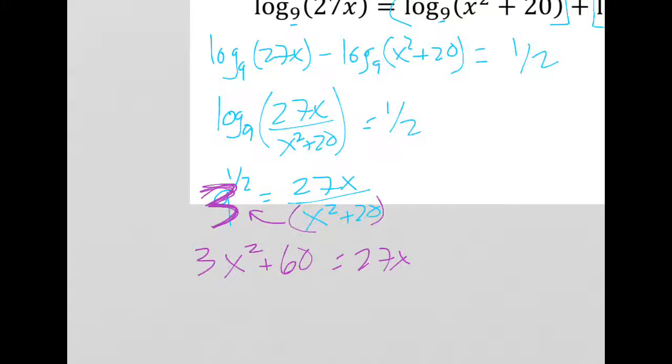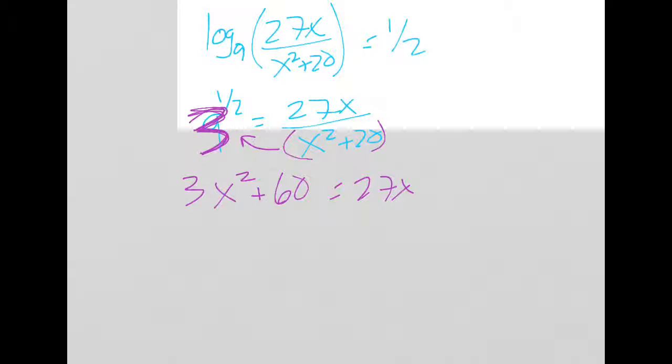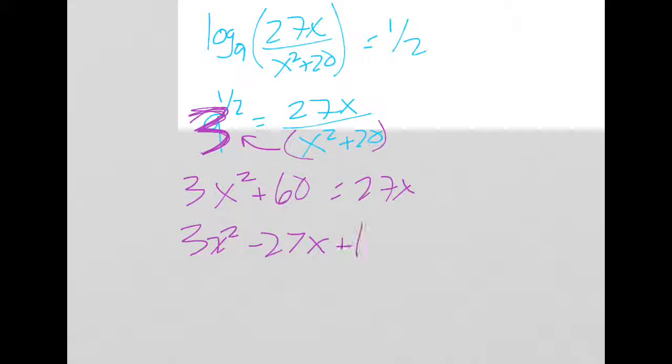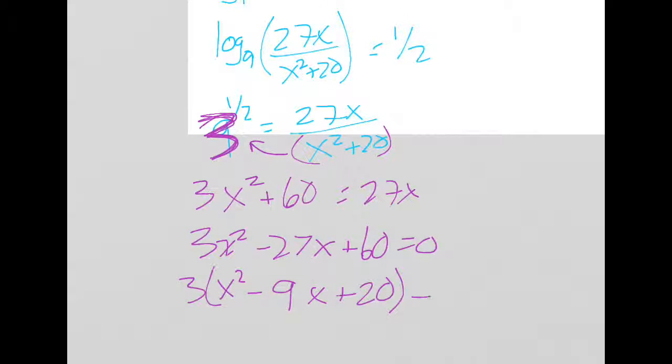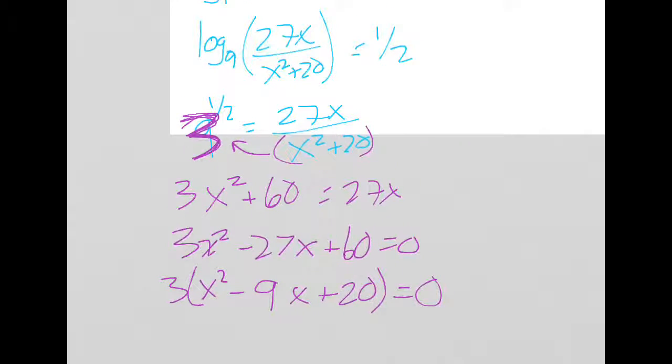And now I have a quadratic, and so I want to solve this quadratic, and I will do that by factoring. So we'll rewrite this as 3x squared minus 27x plus 60 equals 0. I'm going to factor out a 3 to get x squared minus 27x plus 20. I am such a liar. Not 27 there, but 9, because 3 times -9 is -27. So we get that situation.